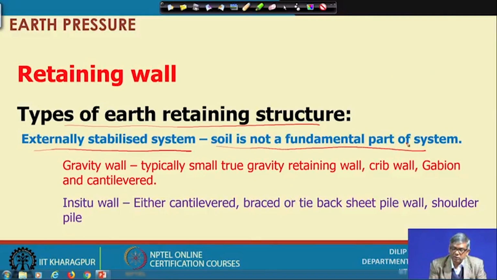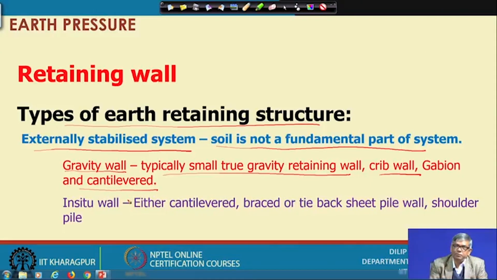So, if I have a retaining wall, soil only gives pressure, in fact it causes instability, but it does not help in any way for the stability of the system. Because of that, in externally stabilized systems the soil is not a fundamental part of the system, it will only give pressure, nothing else. Under that we have different types of retaining wall: gravity wall, crib wall, gabion wall, cantilever wall. I will show them one by one.